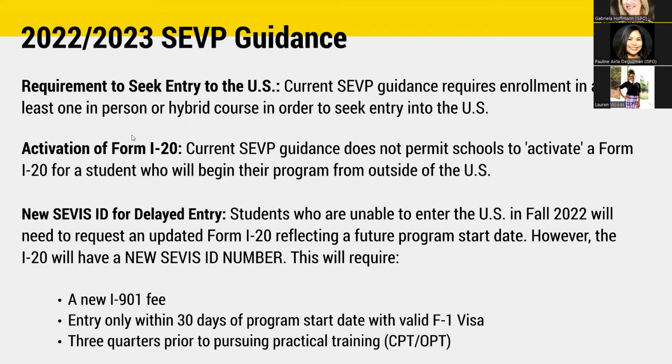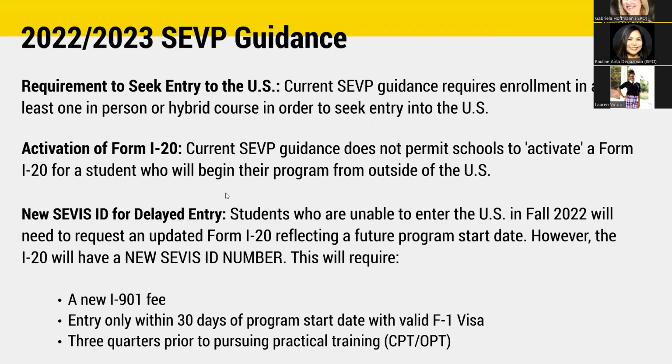This leads me into the next item here. ISPO cannot activate the Form I-20 unless you are physically inside of the US and will begin your program of study while inside of the US. So you must enter the US or must physically already be inside of the US in order for us to activate your SEVIS record. Your SEVIS record cannot be activated unless you are physically in the US.